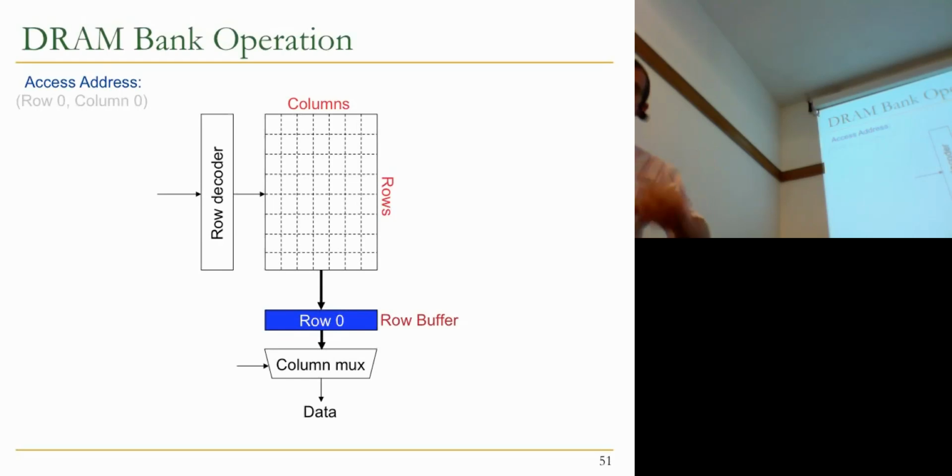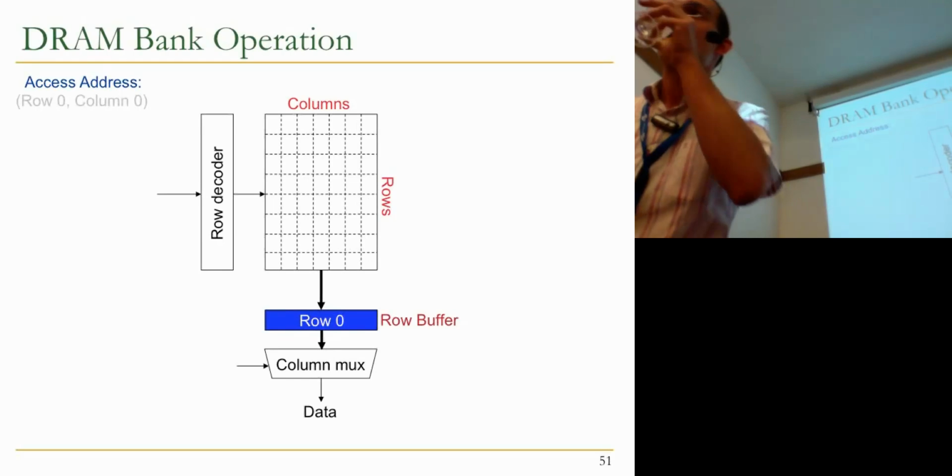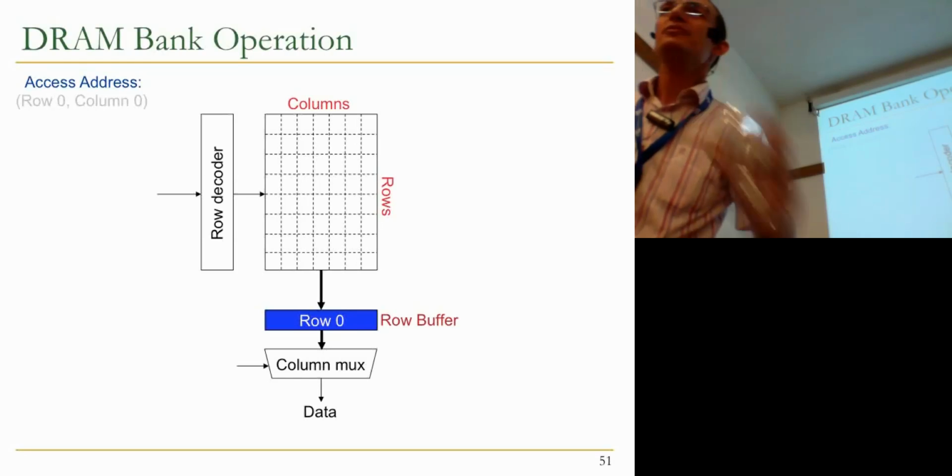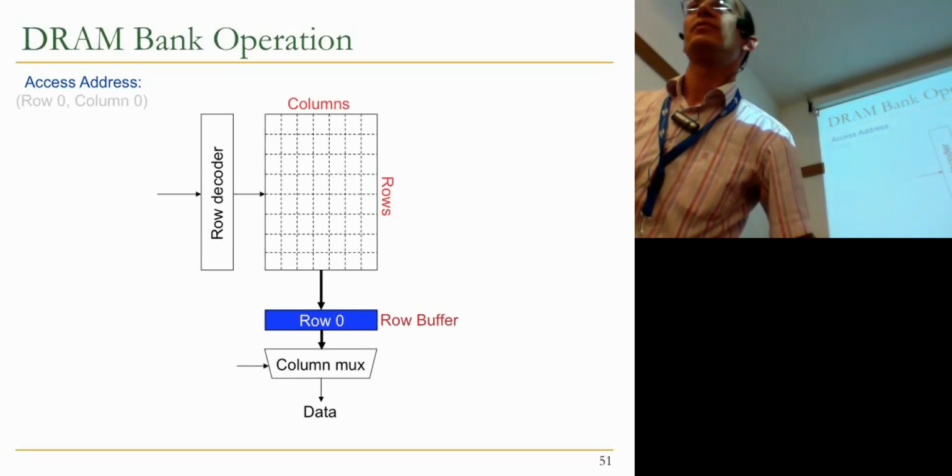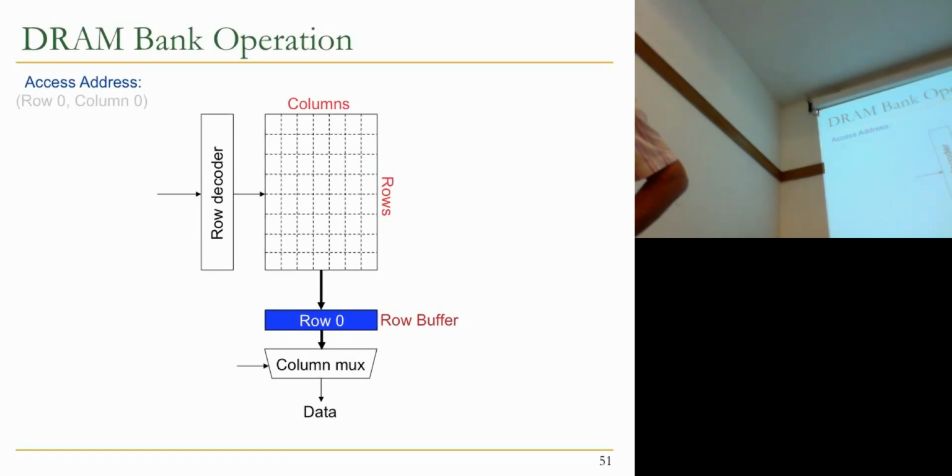Does this procedure have something to do with what happens on modern buses, where you have burst reads and burst writes? Yes, that's right. So you have burst reads and burst writes because you can burst out of this row buffer very, very quickly. You can basically pipeline the accesses that go to the row buffer. That's page mode DRAM.